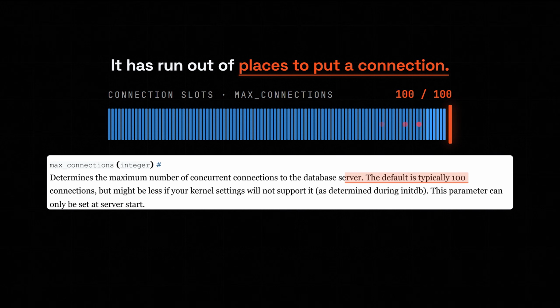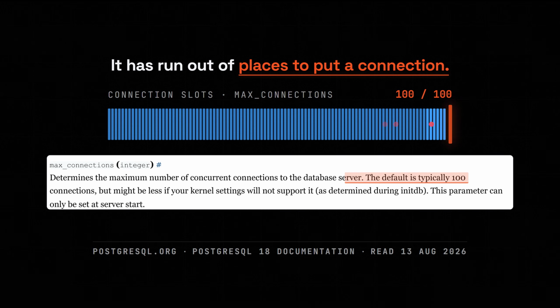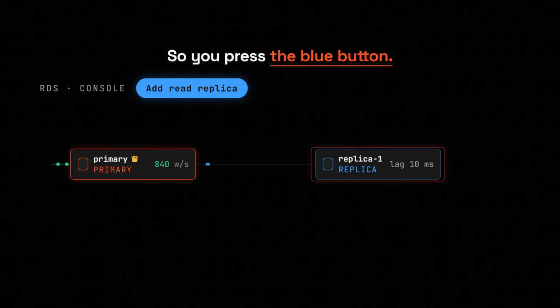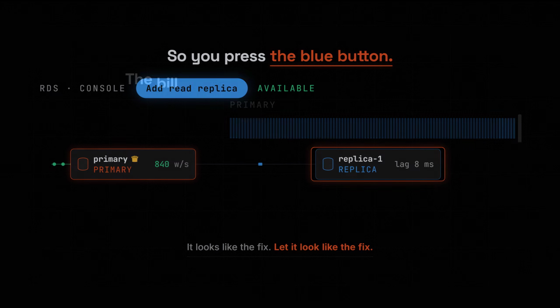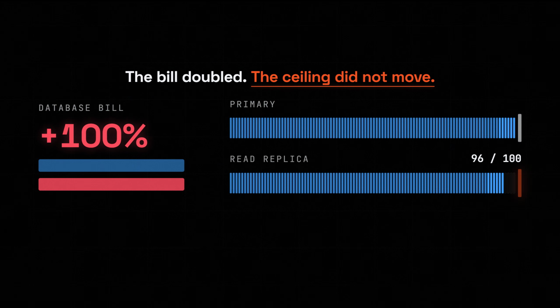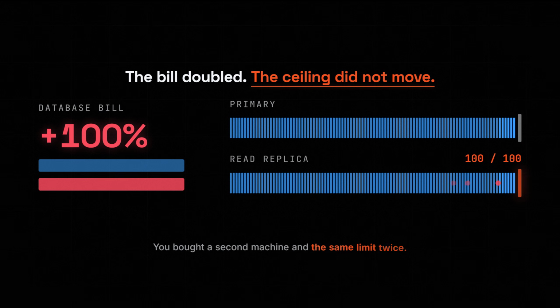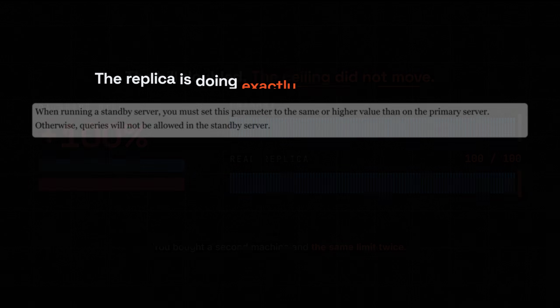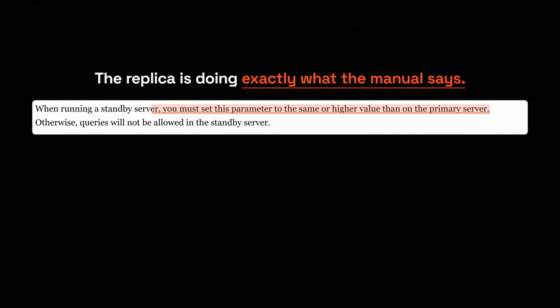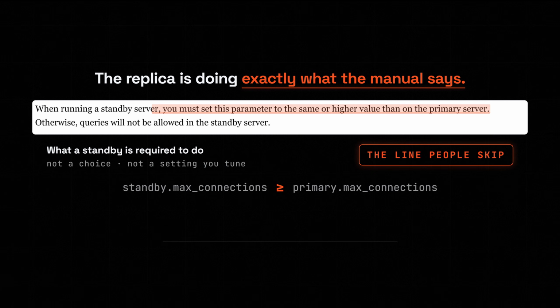By default, Postgres ships with exactly 100 of them, so you do what the console's blue button suggests and what the internet suggests. You add a read replica. Your bill doubles overnight. The error keeps firing. Because the new replica has the same 100 slots. The replica is doing precisely what the manual says a standby does. That line is in the docs.